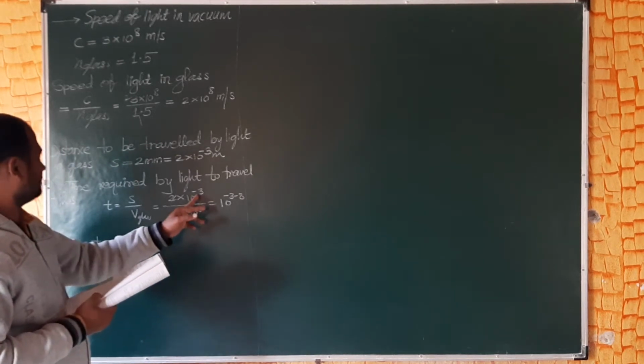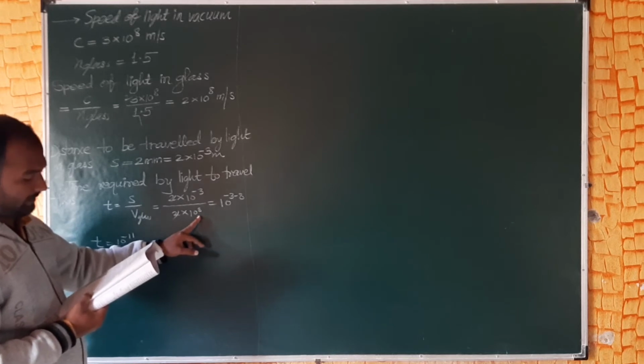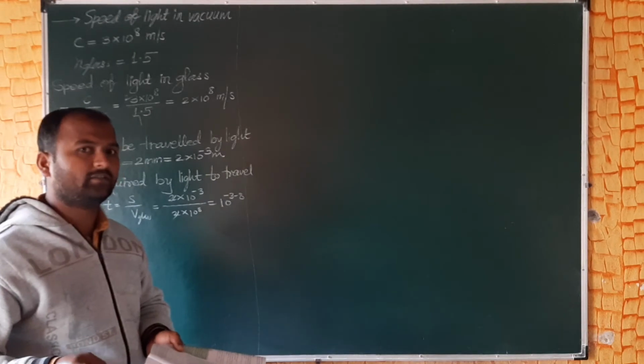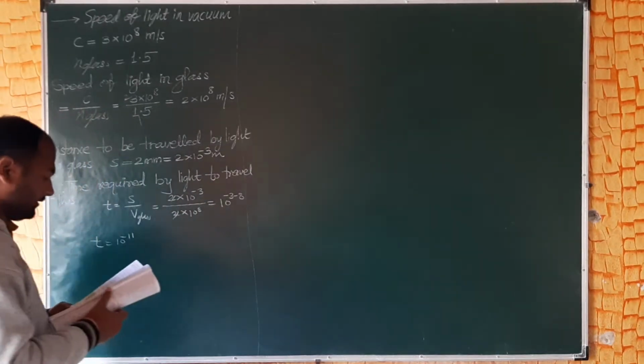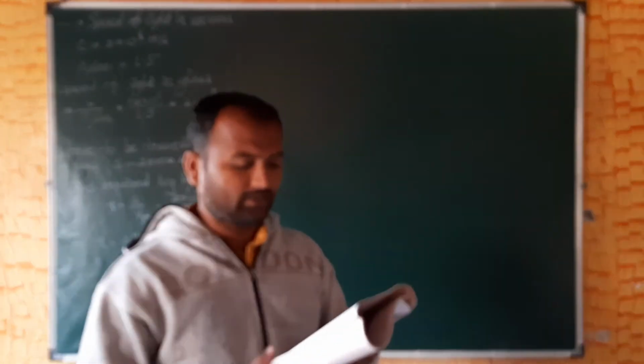So it's minus 3, and this 8 goes to the upper side. Minus 3 minus 8, that is minus 11. So t is equal to 10 raised to minus 11 second. So the most convenient unit to express this small time is nano.